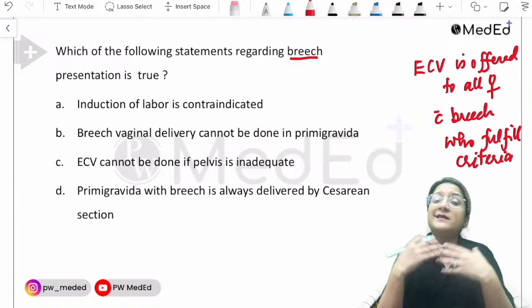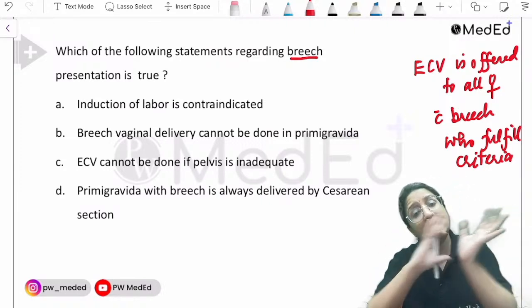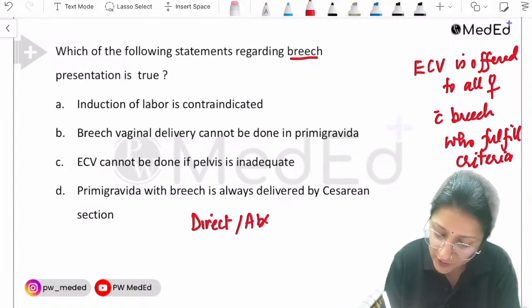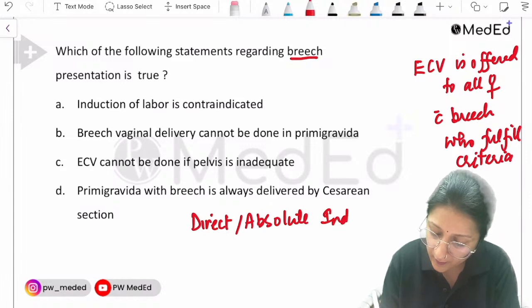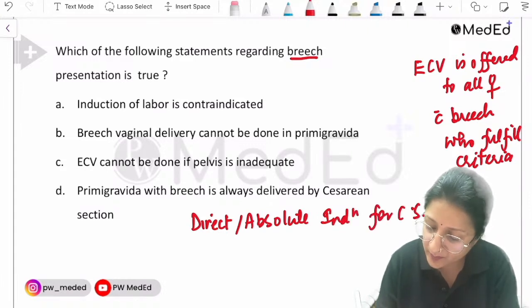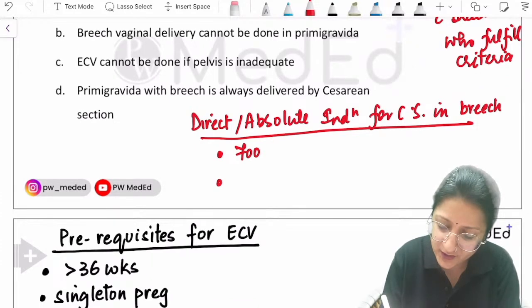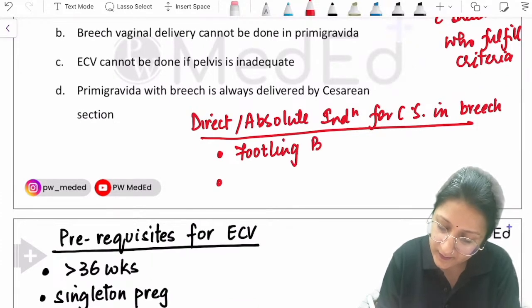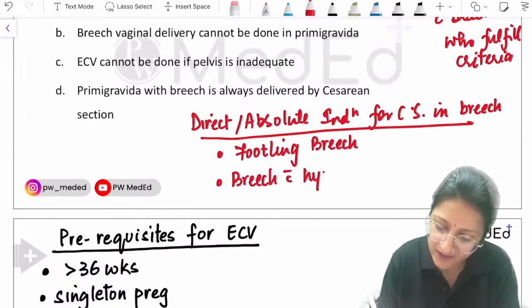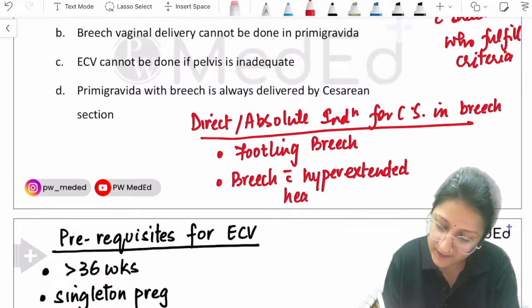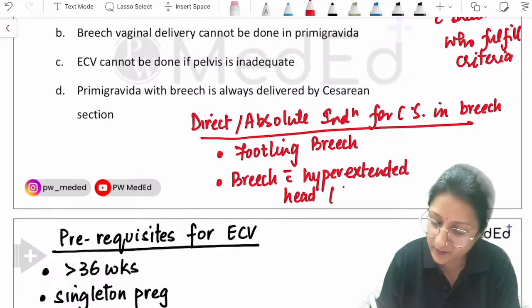Then there will be certain situations where we will always deliver by cesarean section. So the direct or absolute indications for a cesarean section in breech are two. One is a footling breech, and the second is a breech with hyperextended head, which we call the stargazer breech.